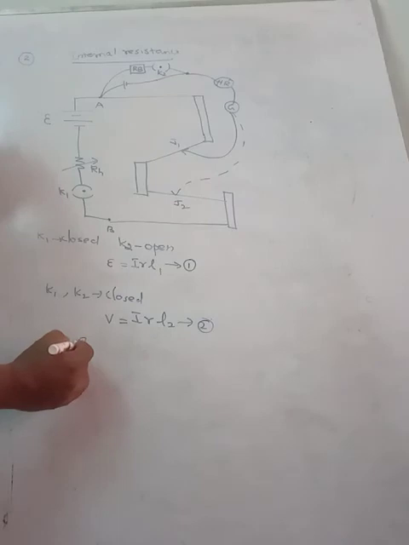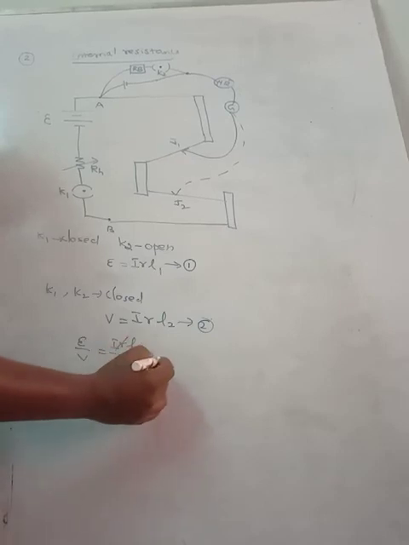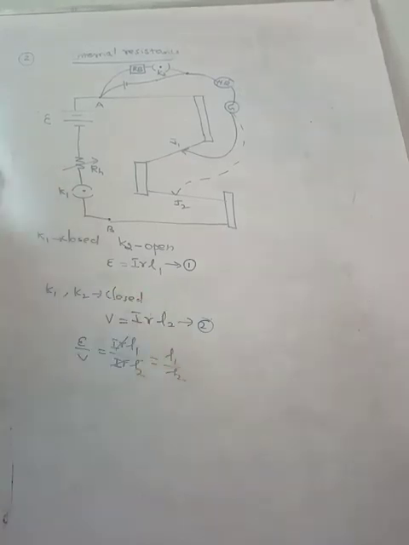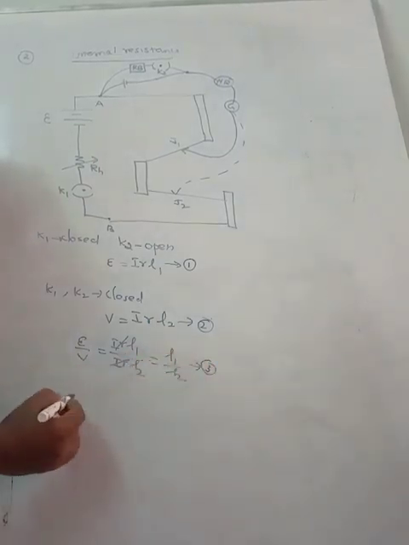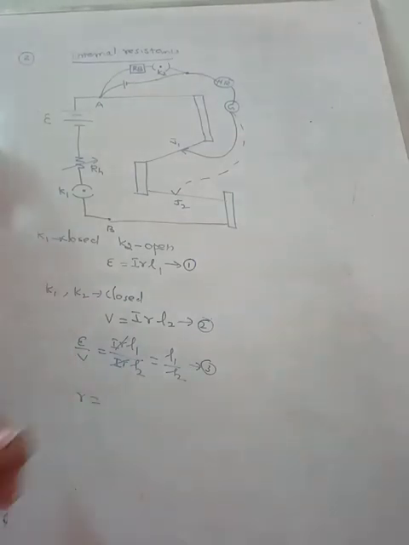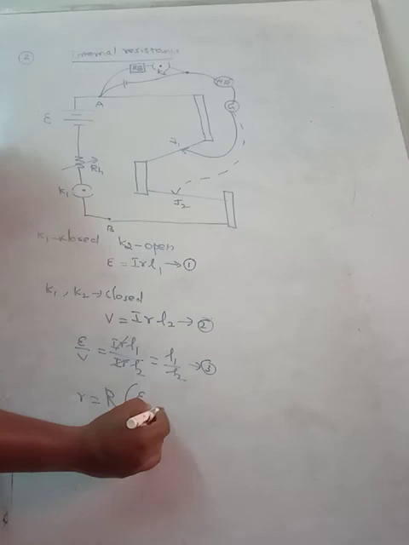Now you can find out E by V is equal to IRL1 divided by IRL2. So this IR cancels, and that is equal to L1 by L2. Okay, now we know the formula. Take this as equation 3. Now you know the formula for internal resistance. r is equal to capital R into (E by V minus 1).